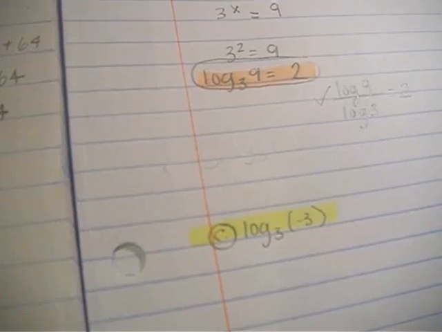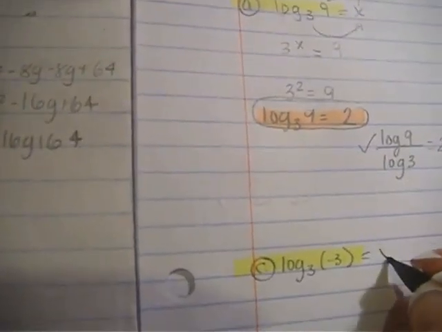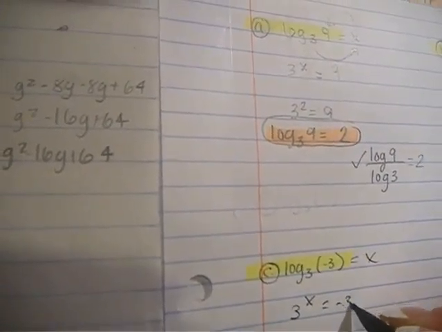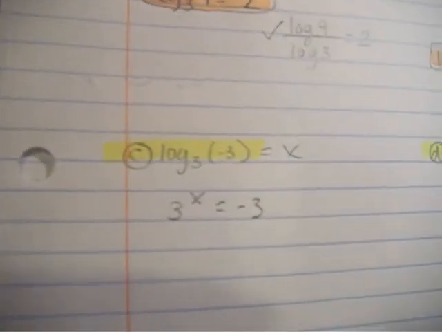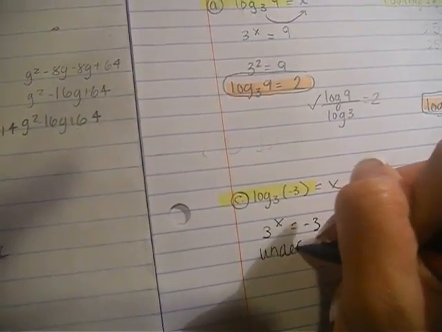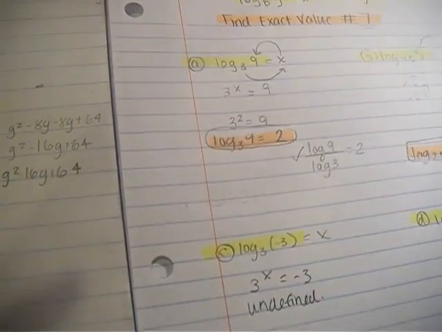Okay, the next one we have is log 3, and then we have a negative 3. Now, with these, they will never work because you are actually trying to do 3 to what equals negative 3. And there isn't anything that will get you a negative 3. So for this problem, it is actually undefined.